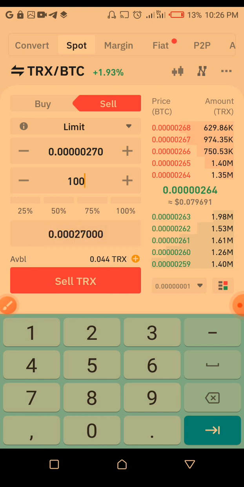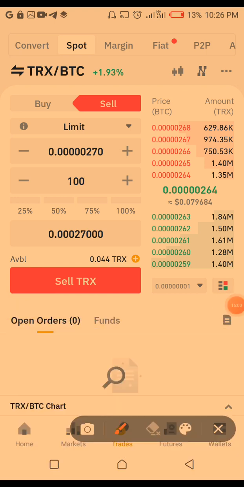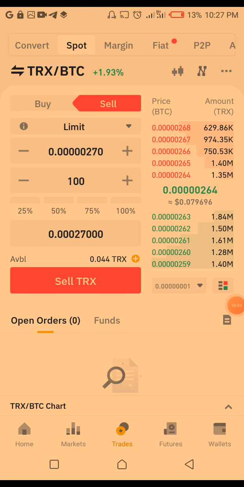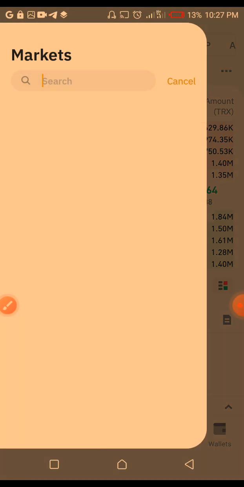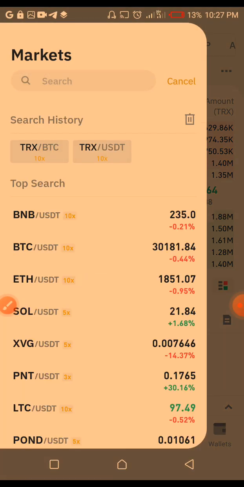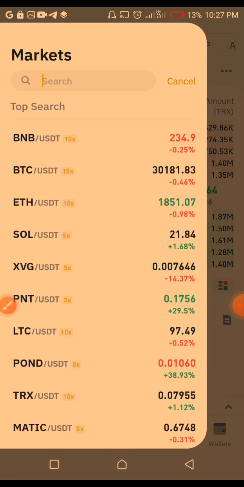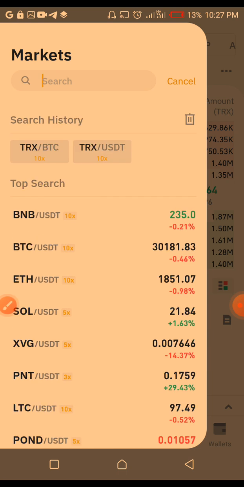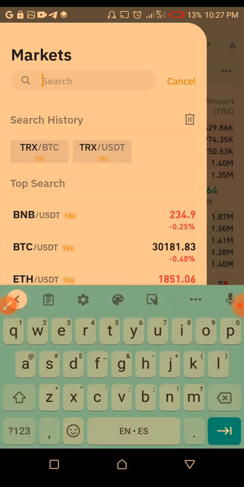So if you want to change this particular pair, maybe you want to trade another pair, you can click on that particular place. Let's click on it. It will open up a market option. You can choose anything here, or type it for it to come out. So let's say we want to trade BTC/USDT.